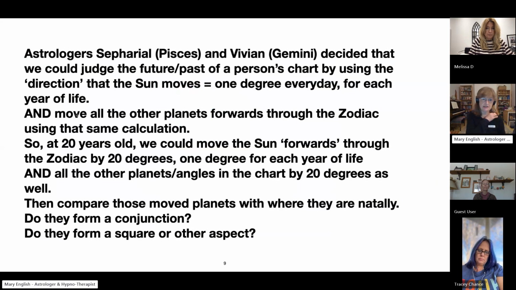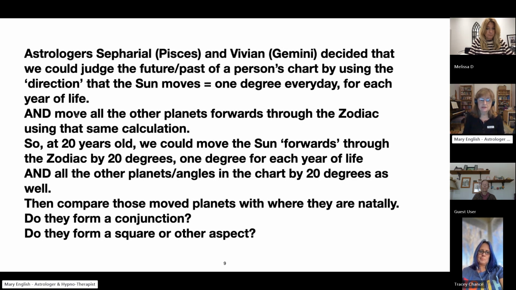So the astrologers Sapphire, who I just mentioned, who was a Pisces, and Vivian, who was a Gemini, decided that we could judge the future and past of a person's chart by using the direction that the sun moves, 1 degree every day for each year of life, and move all the other planets forward through the zodiac using that same calculation.